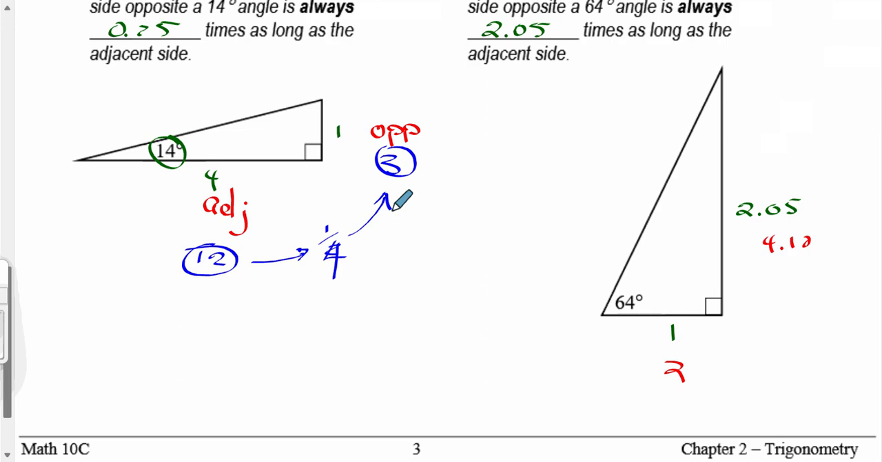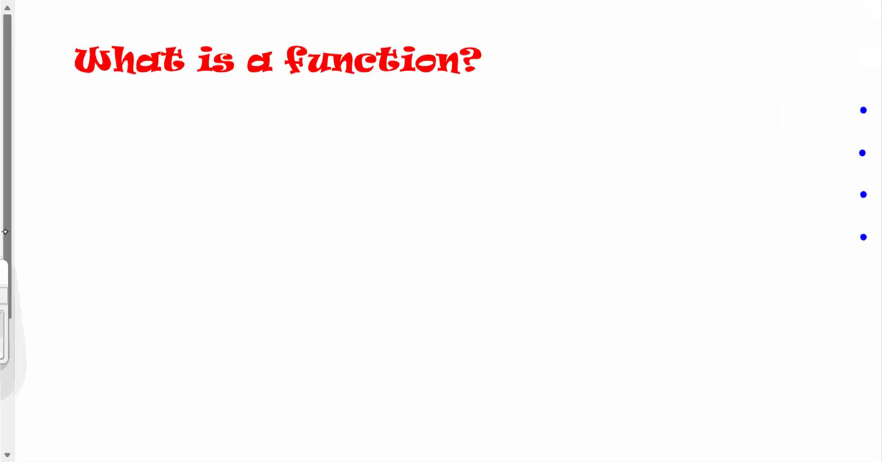And then we looked at the same idea for a 64-degree angle. I think that's where we stopped. So today, what is a function? Functions come up in chapter 5. I think chapter 5 will talk about functions, but it's helpful for us to understand it here.